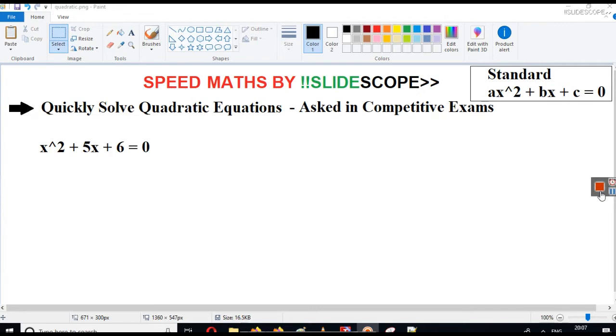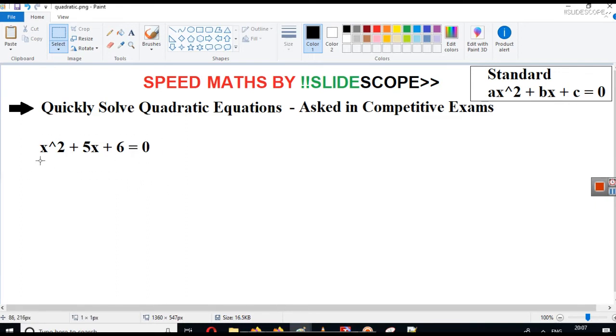In this part you are going to study about quickly solving quadratic equations that are asked in competitive examinations. In many competitive examinations for entrance, these quadratic equations are asked. These can be asked in banking examinations, railway examinations and so on. So we must know how to solve these equations quickly so that we can get answers and mark them quickly. For example, I have considered one quadratic equation here.